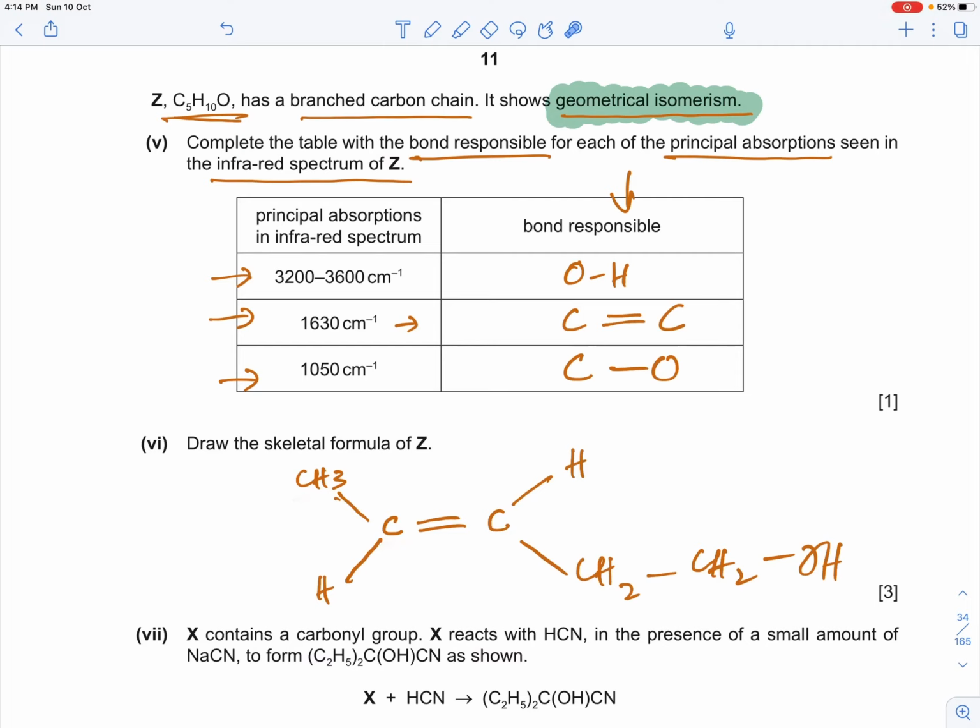Now if we count the atoms, carbon number 1, 2, 3, 4, 5. So this is C5, H10 and 1 oxygen. And it has a carbon-carbon double bond which shows geometrical isomerism because both the double bonded carbon atoms have 2 different groups. This carbon has an H and CH3 and this carbon has an H and this alcohol group. So 2 different groups, and it has this oxygen-hydrogen bond and carbon-oxygen bond as well. So this is the structure of Z.